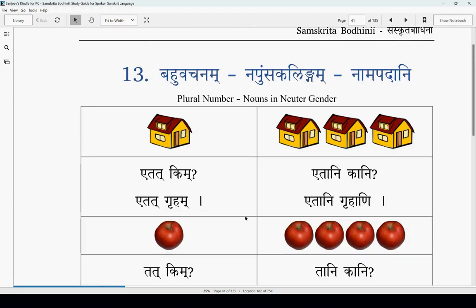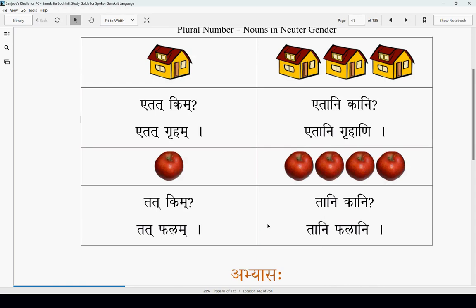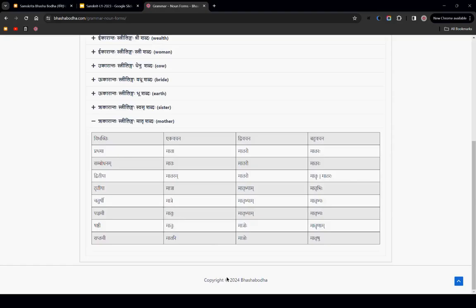So same thing, and then the same thing applies for Napumsaka Lingam. Etat kim? What is this? Etat is this. Kim, question word. Etat kim, what is this? Etat graham. So we have the Bahuvachana form: etani kani, etani grahani. Tat kim, tat phalam. Tani kani, tani phalani. So tat changes to tani, etat changes to etani in the Napumsakalinga adjective form, and kim changes to kani. Then the Bahuvachana form of graham is grahani. Phalam Bahuvachana is phalani.